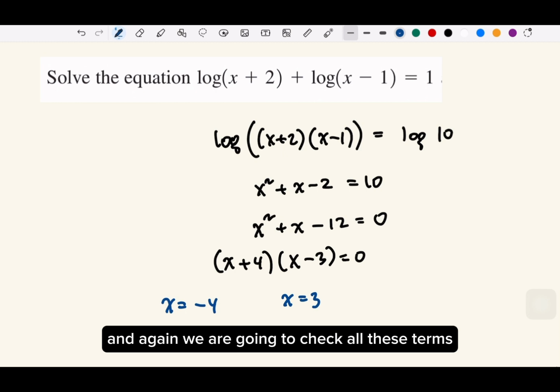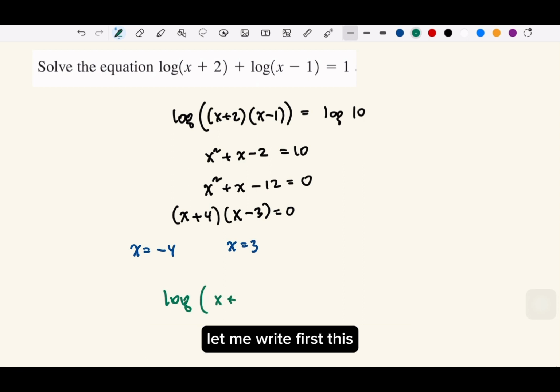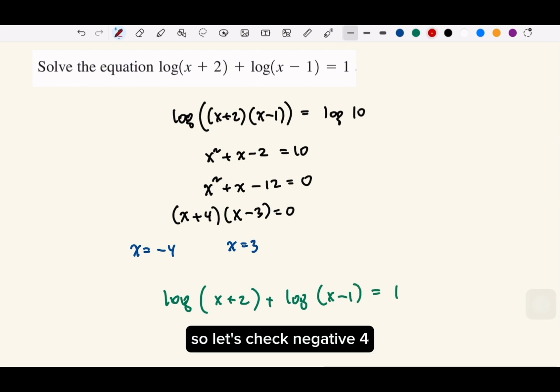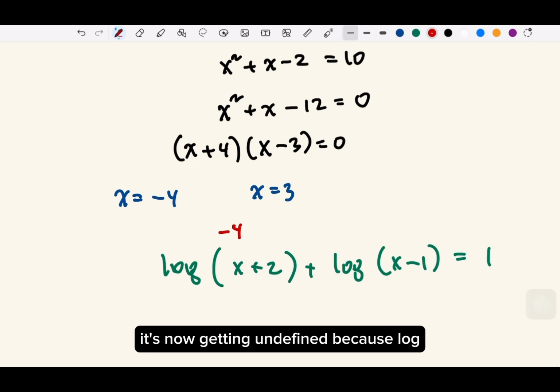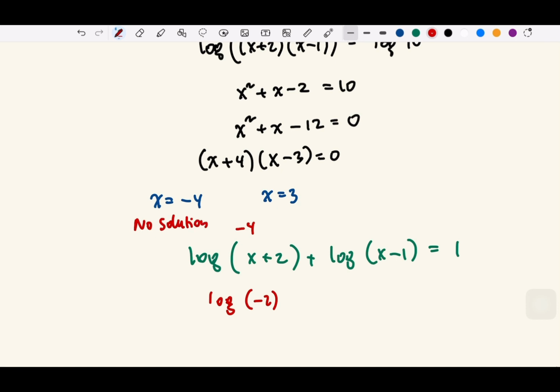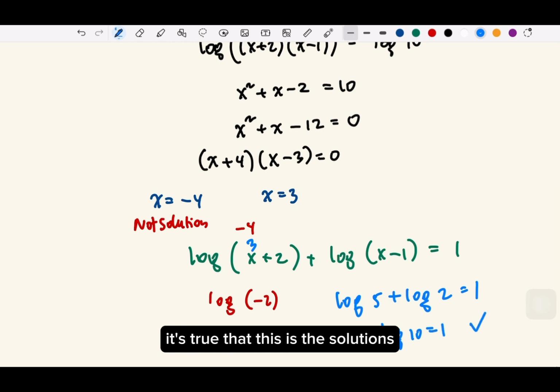And again, we are going to check all these terms inside the original equation. So the original equation has log. Let me write this first. So let's check now with negative 4. Checking here, it's now getting undefined because log of negative 2 is undefined. So this is not a solution. If we check x equals 3, let me use a different color. So 3 gives log 5 plus log 2. I think this is correct, right? This is log 10, and it's true that this is the solution. So the only solution is x equals 3.